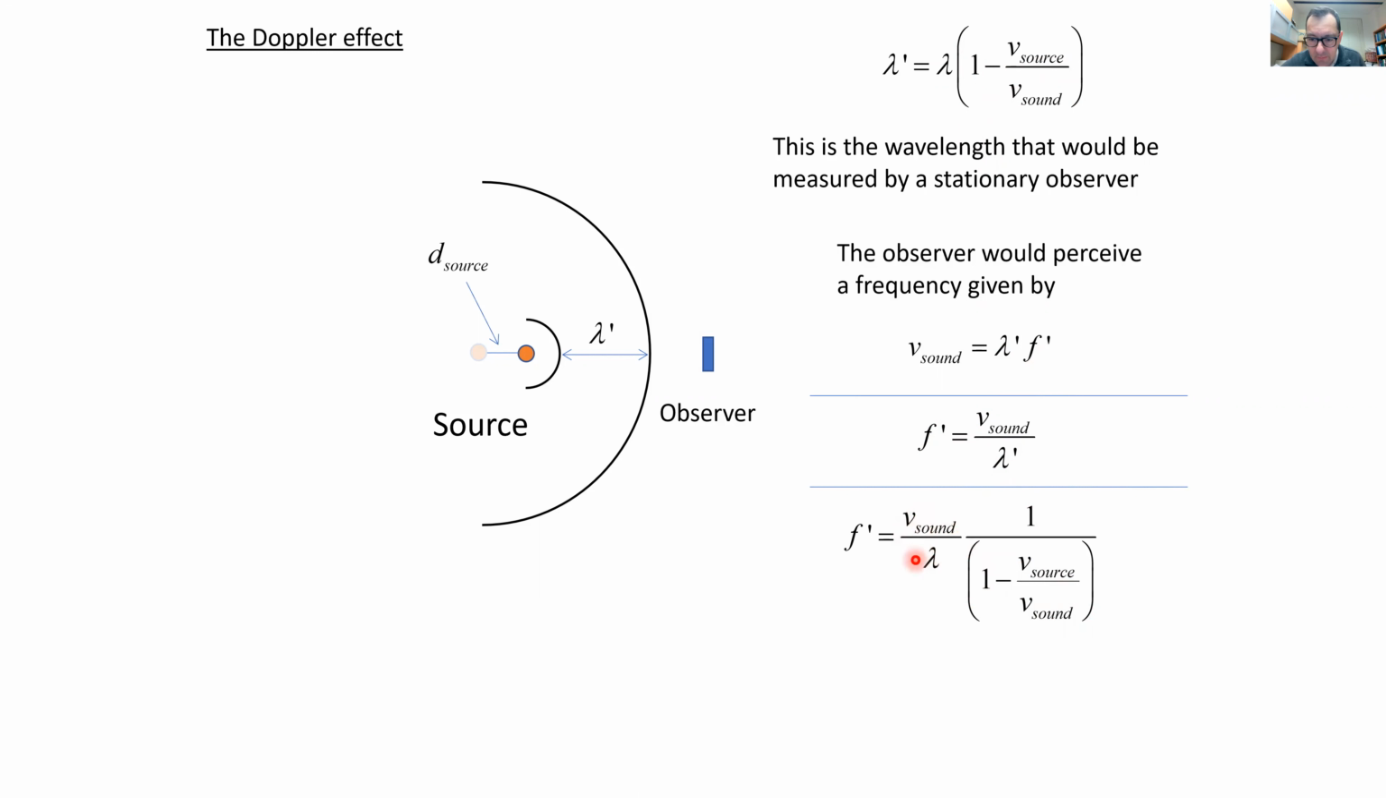Now have a look at this, v sound divided by lambda. Well, that's the same as this, except for the prime. So if I remove the prime from the other side, I have the frequency without the prime equals v sound over lambda without the prime, which is what I have here. So that's just this f. This fraction right here, v sound over lambda, is this f.